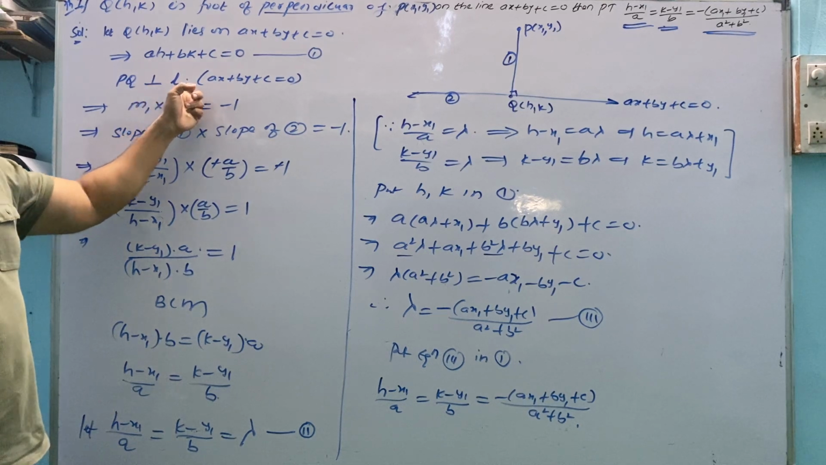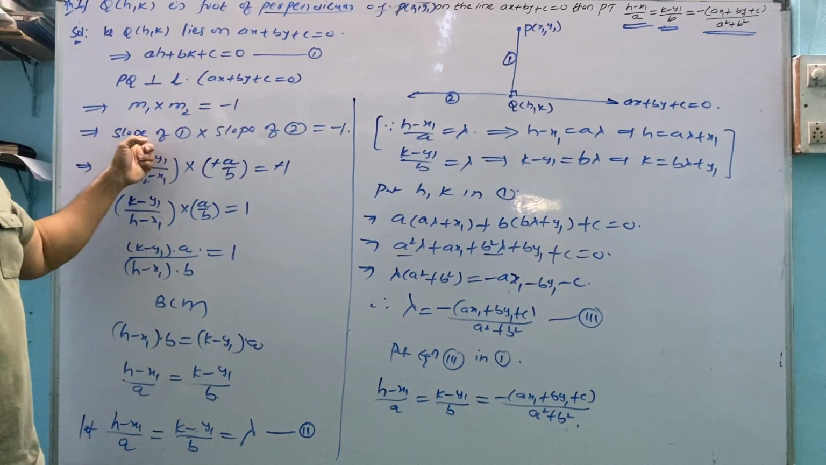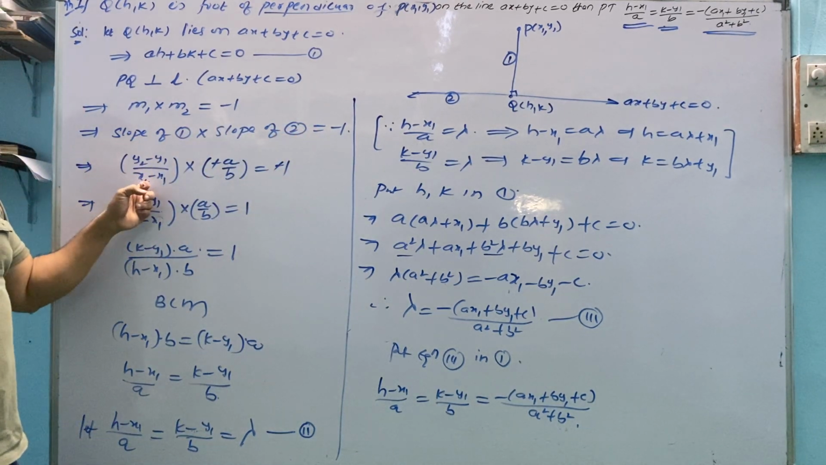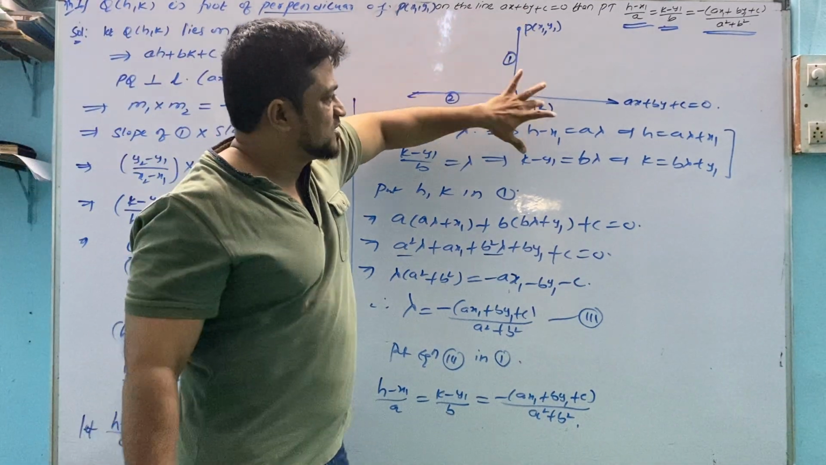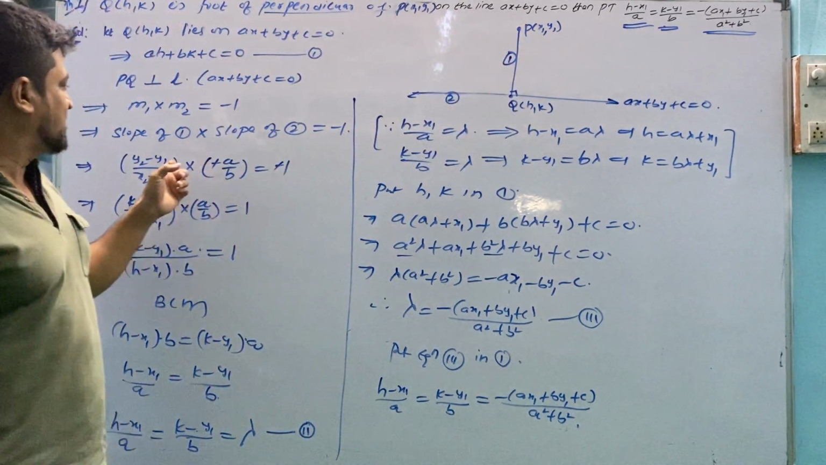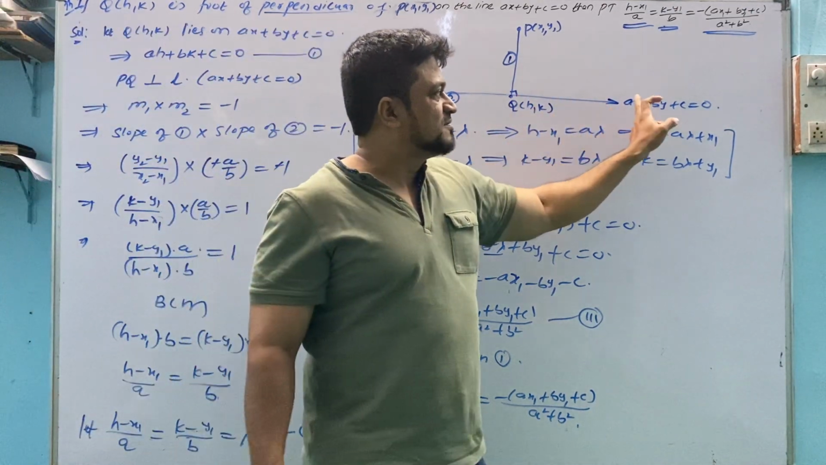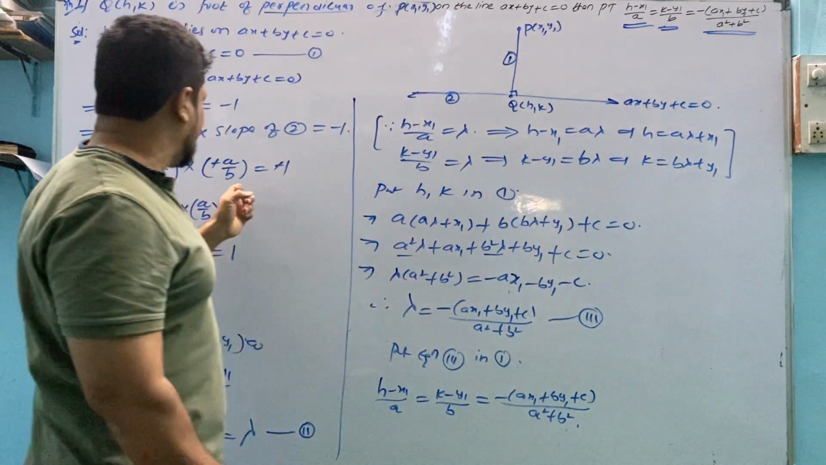Because two lines are perpendicular, PQ is perpendicular to this line. So their product of slopes is minus 1. You have to remember slope of 1 into slope of 2 equal to minus 1. Slope of 1 has a different formula, slope of 2 a different formula, because the first line has 2 points. So 2 points means y2 minus y1 by x2 minus x1 formula. For the equation of the line, when the line form is already given and points are not given, the slope is minus a by b.